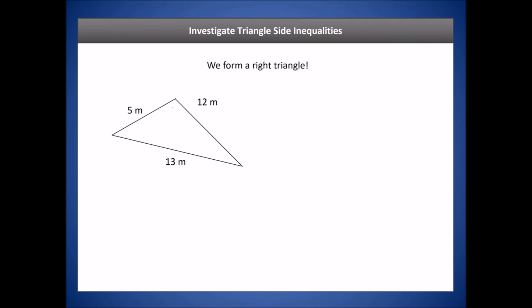In fact, this is actually a right triangle. And the reason we know that it's a right triangle is that it follows the Pythagorean theorem, 5 squared plus 12 squared equals 13 squared. So in fact, this is a right triangle. So if we have these three pieces, 5, 12, and 13, we can definitely form a triangle.